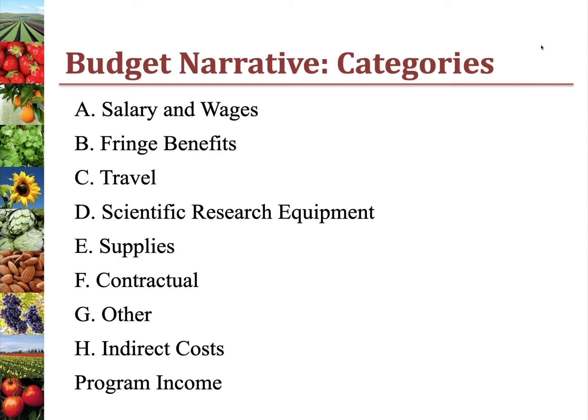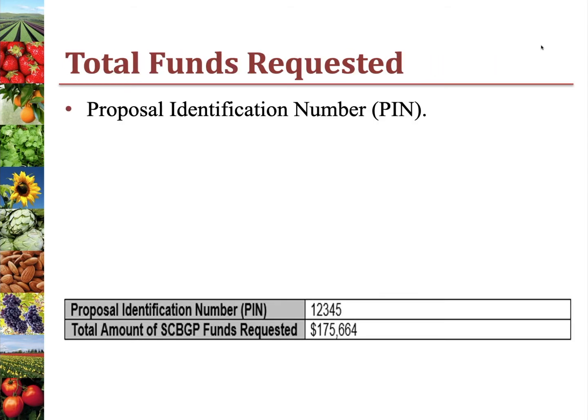Now let's review the template. The budget narrative is divided into 9 categories. The first 8 categories, A through H, will determine the total SCBGP funds requested. There is a program income category at the end of the budget narrative that should only be completed if the project includes activities that will generate income during the grant duration, and I'll go over this category in more detail a little bit later in the presentation.